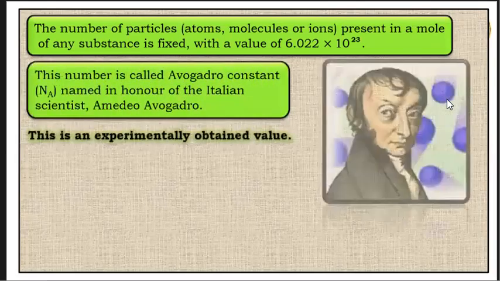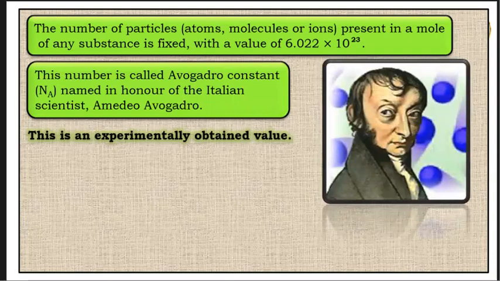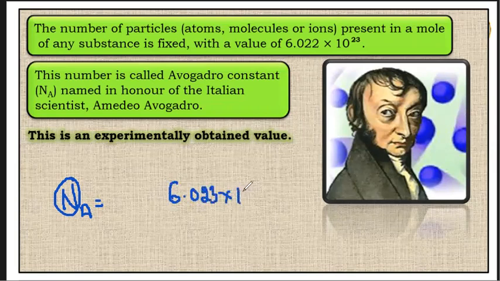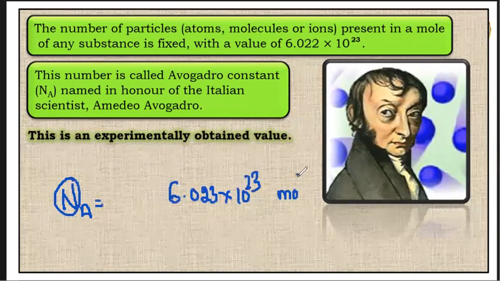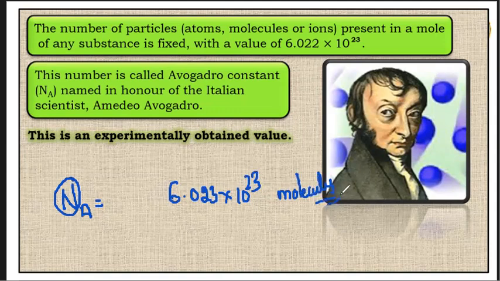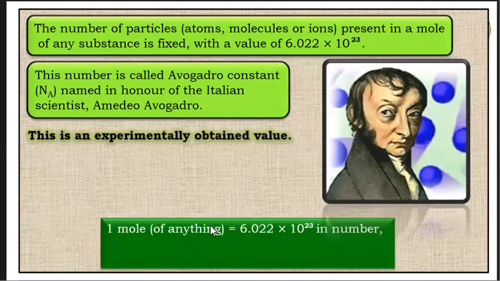This is an experimentally obtained value. This number is called Avogadro's number. Define Avogadro's number. We represent it with N subscript A. Avogadro was an Italian scientist. The number of molecules or particles present in 1 mole, 6.023 into 10 power 23, was given by the Italian scientist Avogadro. Is it right? So 1 mole of any substance is equal to 6.023 into 10 power 23 in number.